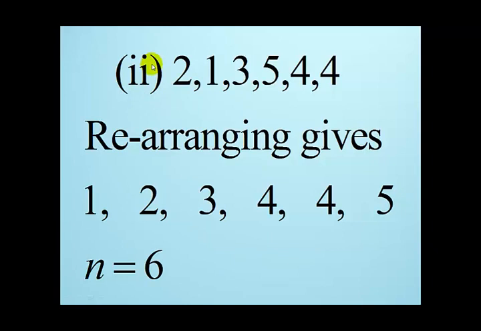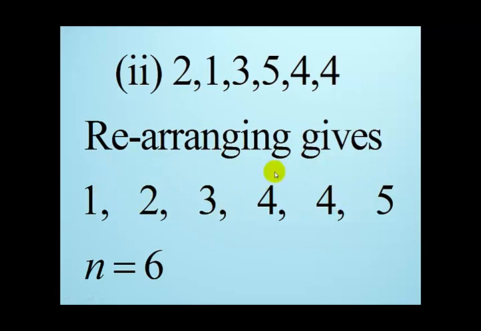Now we were given 2, 1, 3, 5, 4, 4. So the first thing we have to do is to rearrange the numbers. So rearranging the numbers gives 1, 2, 3, 4, 4, 5. That is in order of magnitude. We arrange it from the least to the highest.